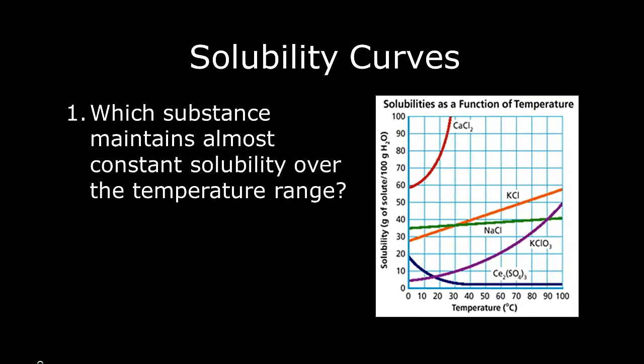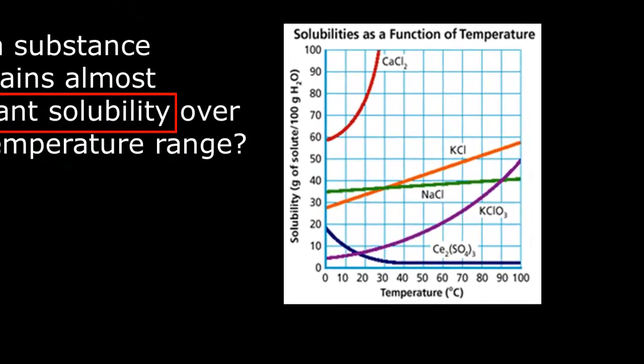Okay, first example. Which substance maintains almost constant solubility over the temperature range? Okay, so that means as we go up in temperature, the solubility has to change very little because it says constant solubility. So which of these lines is flat? Yep, that's right. It would be the sodium chloride. So sodium chloride is the substance that maintains almost constant solubility.